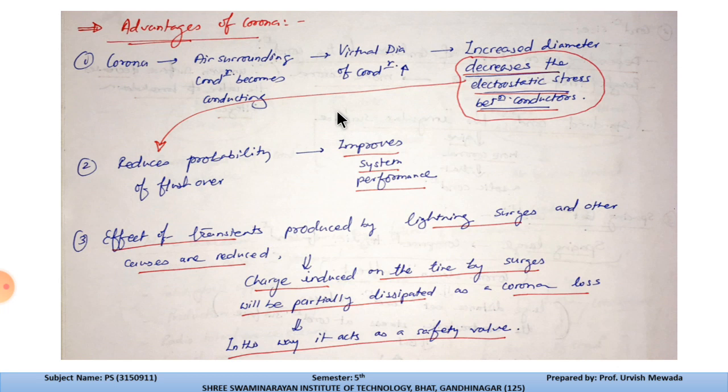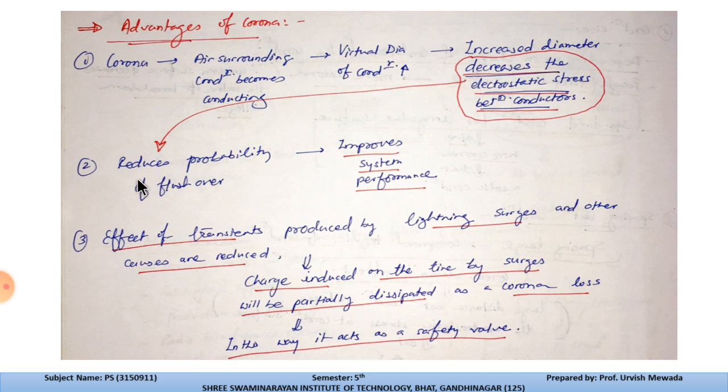So if the conductor diameter is d, then due to corona it will become d plus x, where x is the additional diameter of the conductor, or the diameter of the corona, up to the periphery where corona appears. So the ultimate diameter of the conductor will increase. Increased diameter decreases the electrostatic stress between the conductors. If the electrostatic stresses between conductors reduce, that will reduce the probability of flashover between the conductors. So there will be no flashover between the conductors due to the ionization.